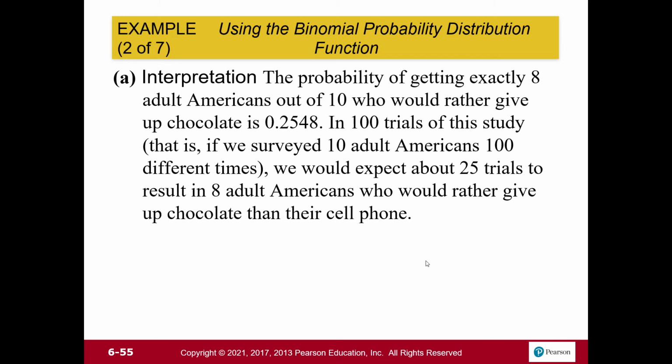So now we have to be able to interpret what we got. What does it actually mean? The probability of getting exactly 8 adults out of 10 who'd rather give up chocolate is about 25%. So out of 100 groups of 10, we'd expect about 25 of them to have exactly 8 who would give up chocolate rather than their cell phone.